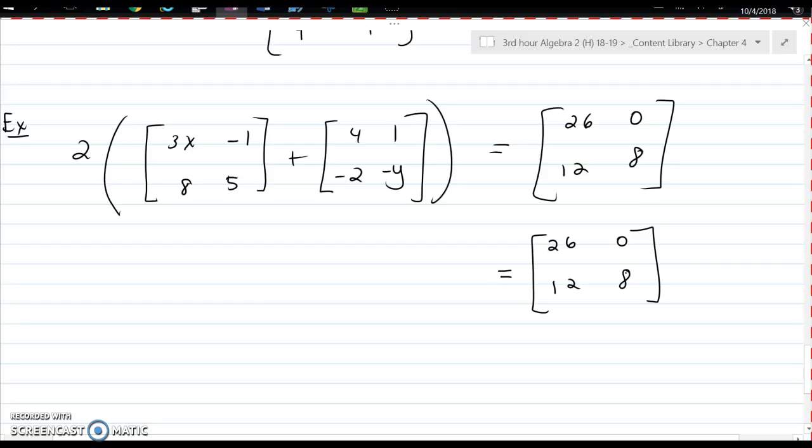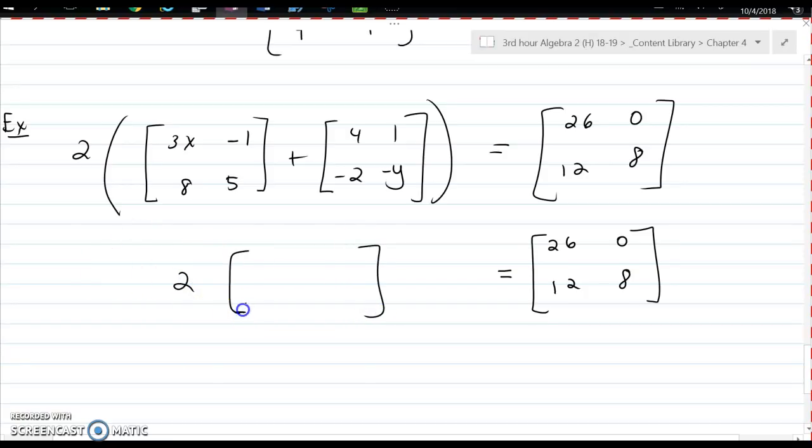I'm going to simplify the left side, and I'm going to follow my order of operations. My order of operations says that we should do the stuff inside the parentheses first before we multiply by 2, or we could apply the distributive property and multiply each one of the matrices by the scalar of 2 first before we add them together. Either way is fine. I'm just going to add these two matrices together.